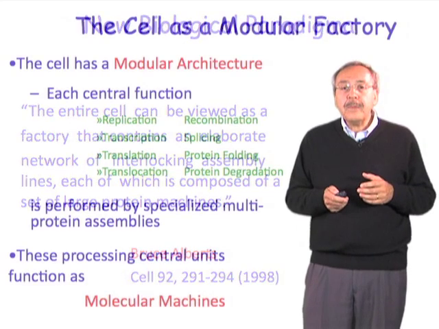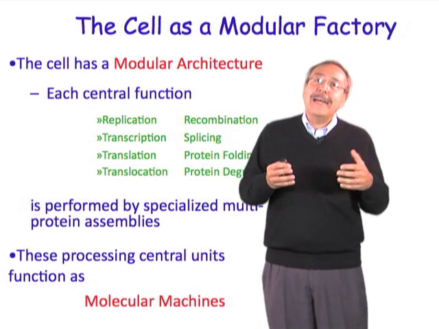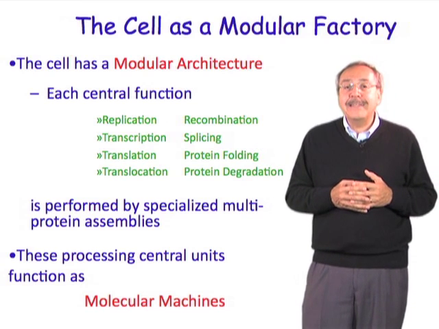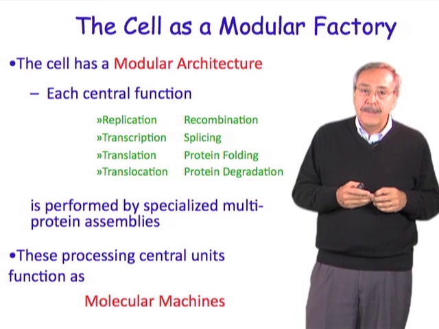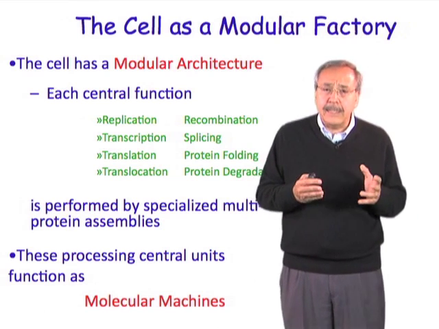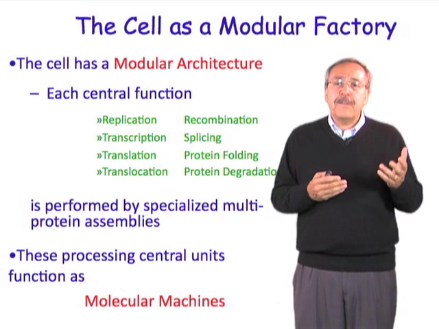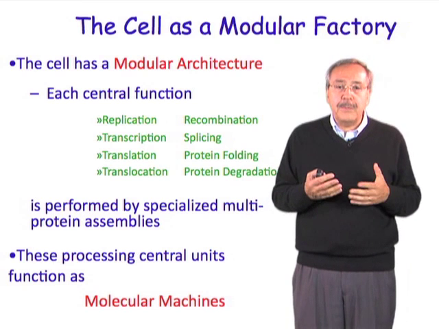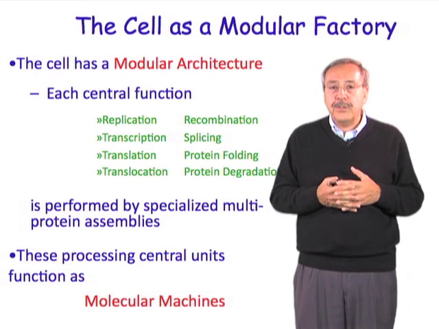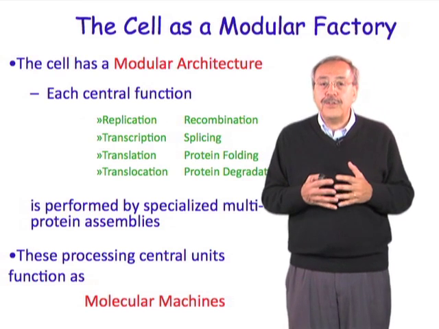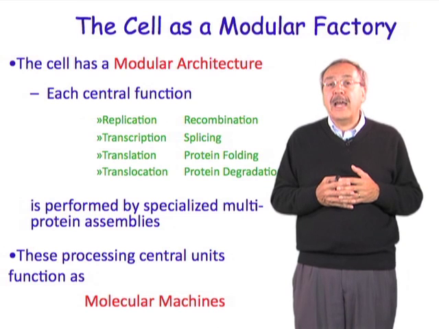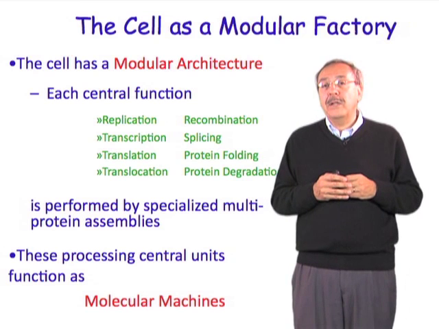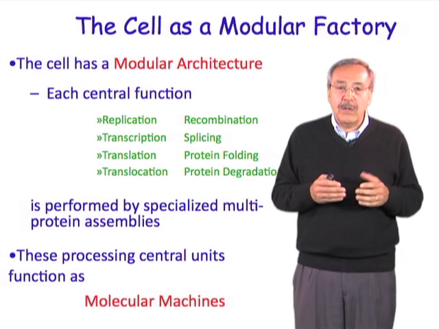And so the idea, the paradigm that has emerged in the last 20 or 25 years or so is that the cell, in fact, has a modular factory architecture. Essentially, each central function of the cell, and I have mentioned several here: replication, transcription, translation, translocation, recombination, splicing, protein folding, protein degradation, is really performed by specialized multiprotein assemblies. And these processing units typically function as molecular machines.